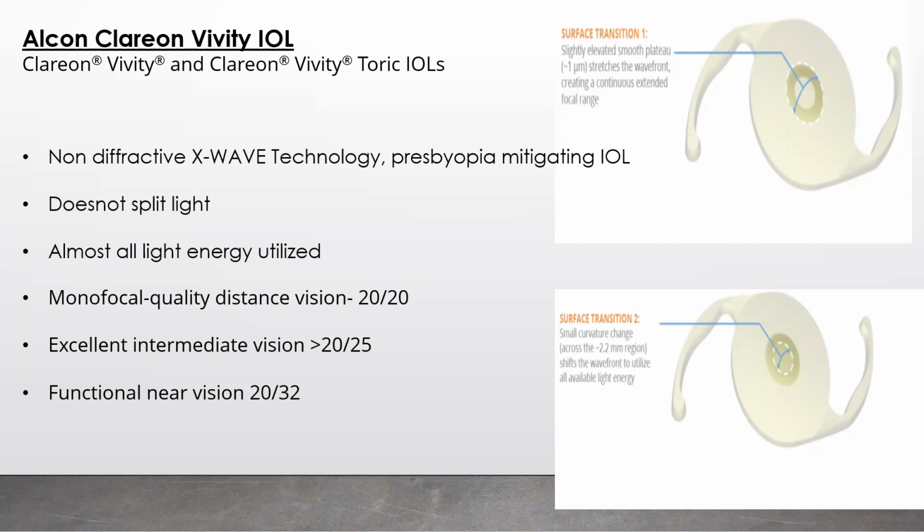They have a surface transition in two forms. One is a slightly elevated, smoother plateau, which stretches the wavefront according to them, creating a continuous extended focal range. The second is a small curvature change in a slightly larger zone, which shifts the wavefront to utilize all the available light energy, and the reflected rays are really less. So I think the contrast seems to be a little better in these lenses than the others.